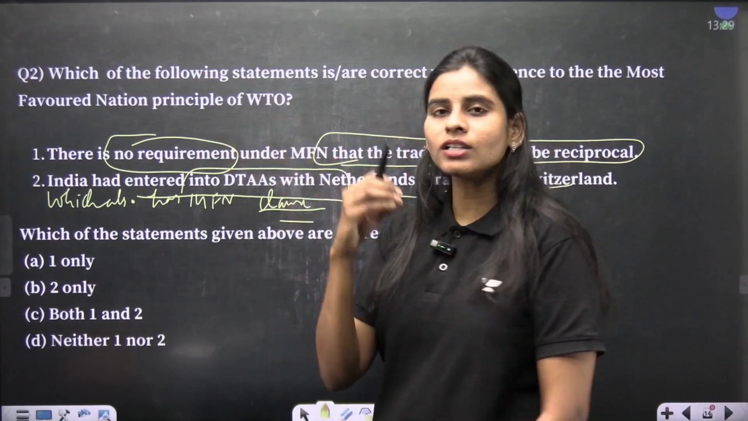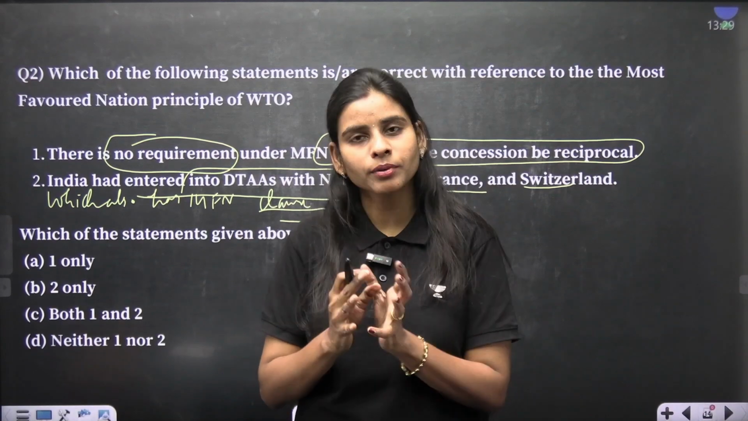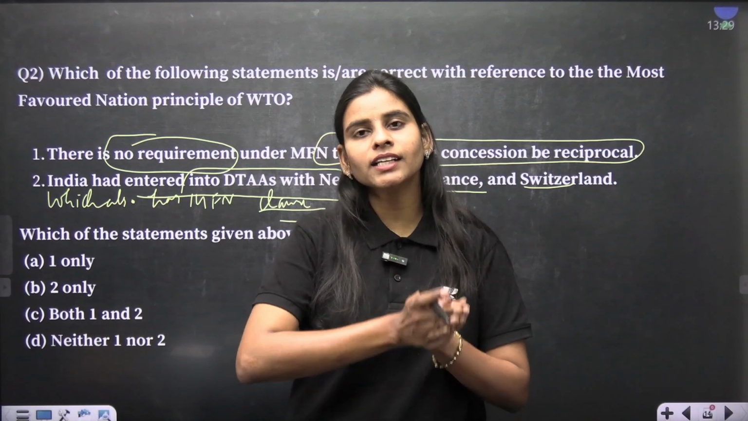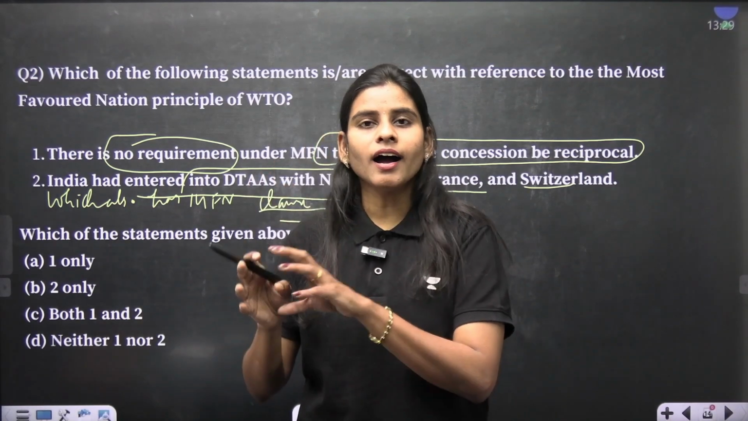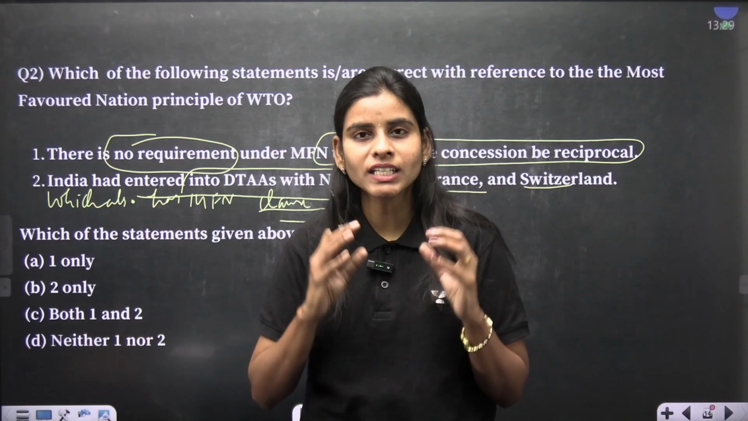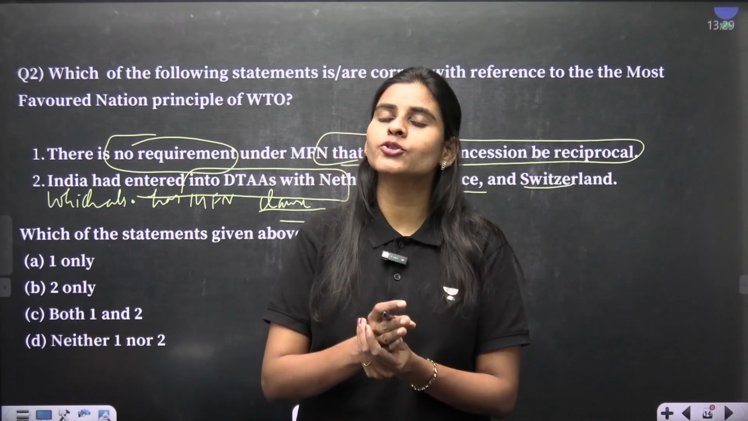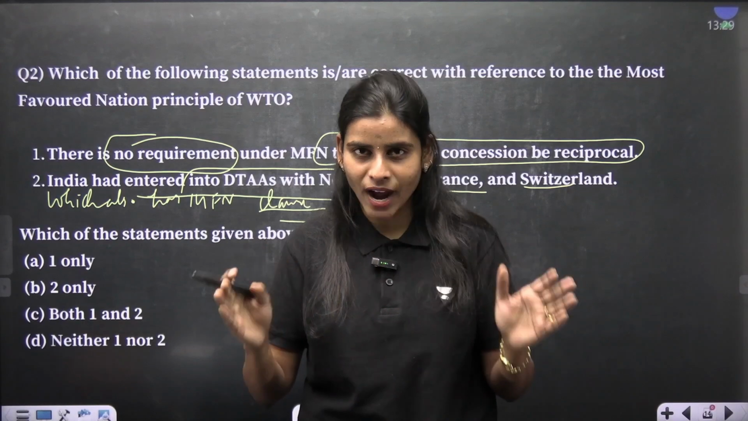So before that, what is MFN? Most favored nation status is a trade principle guaranteed by WTO, so that if a country is granting any kind of trade concession to another country, with which the country is having a DTAA, then the country should also give such trade concession to the other countries of the WTO as well.